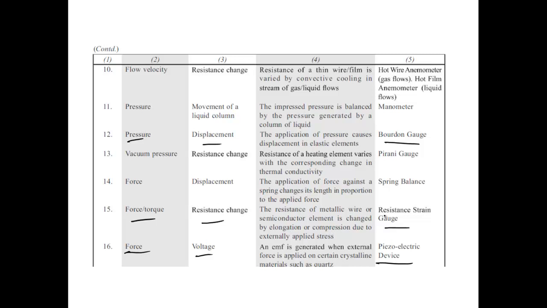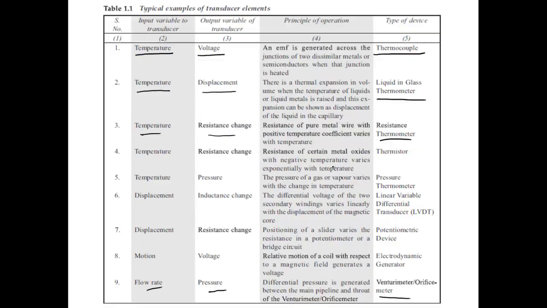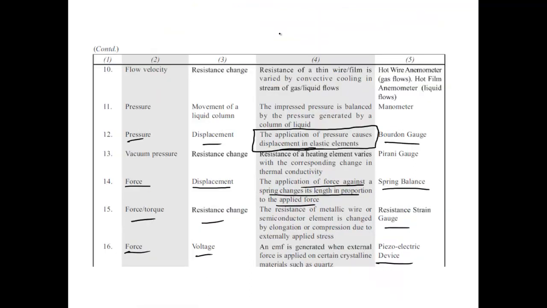So maybe a little simpler, I'll just talk about the principle that we use in the Bourdon gauge. You have pressure being converted to displacement: the application of pressure causes displacement in the elastic element. This is the principle behind this sensor. Similarly, if we talk about a simple spring balance, where the force is converted to displacement, the application of force against a spring changes its length in proportion to the applied force. So this is the principle. So we have the principle of operation, we have the type of device or sensor, and these are the input variable and the output variable of the transducer.